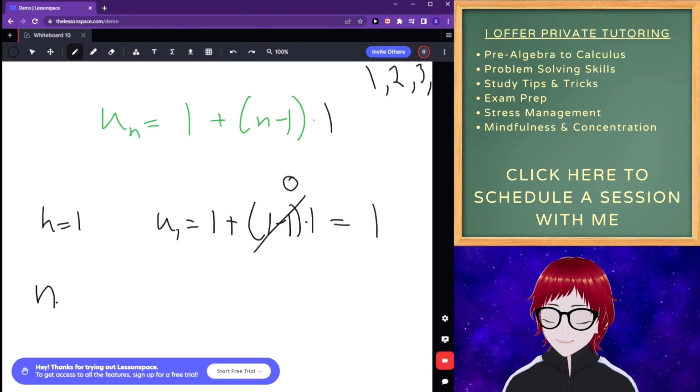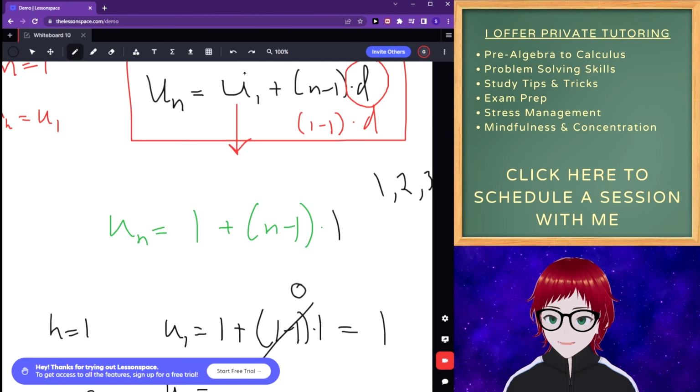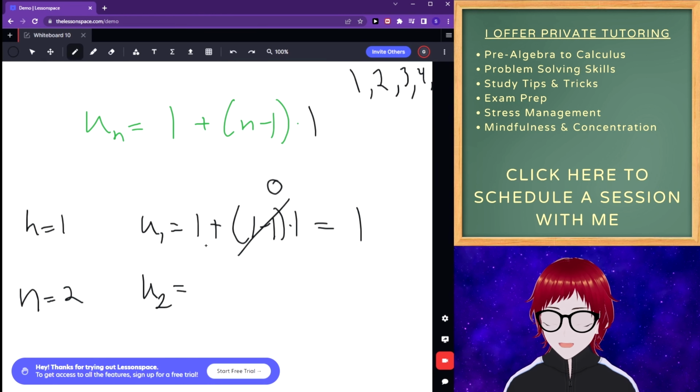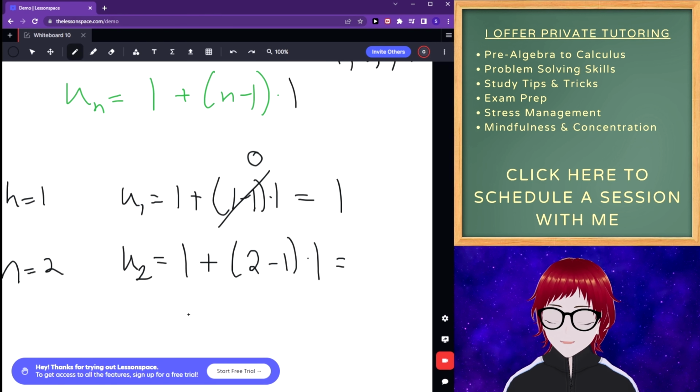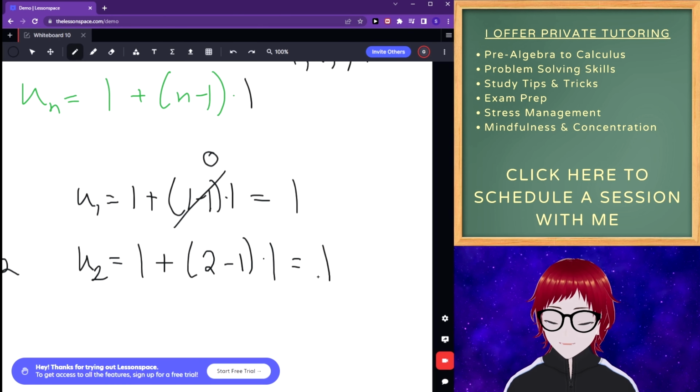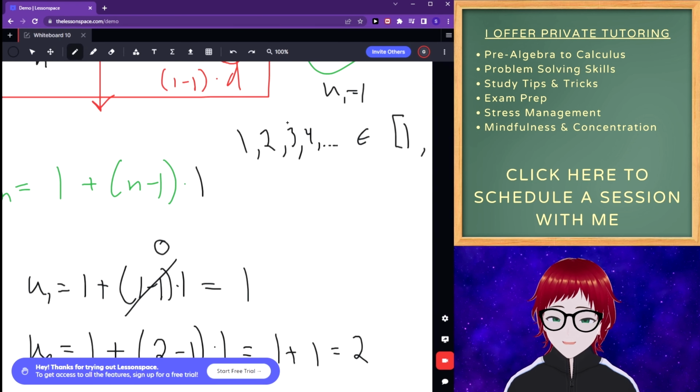Now, what happens when n equals 2? When n equals 2, I get u2 equals, well, the first term u1 will always be the same for the specific arithmetic sequence we're dealing with, so u2 equals 1 plus n minus 1, in this case n is 2, minus 1 times 1 equals 2. This is 1 plus 1 equals 2. And that's exactly what I expect, right?